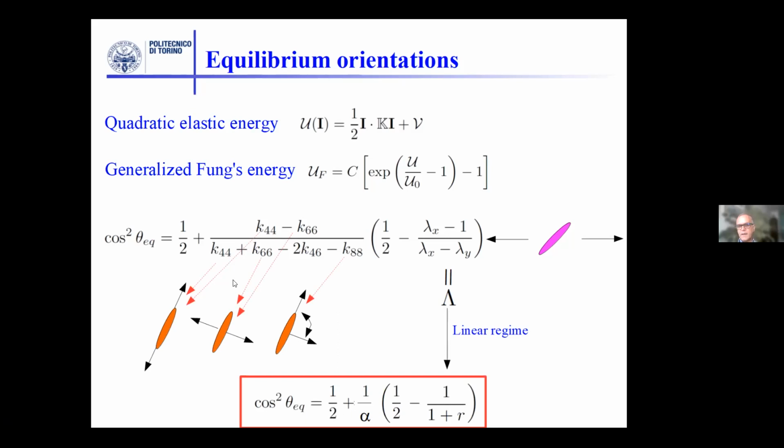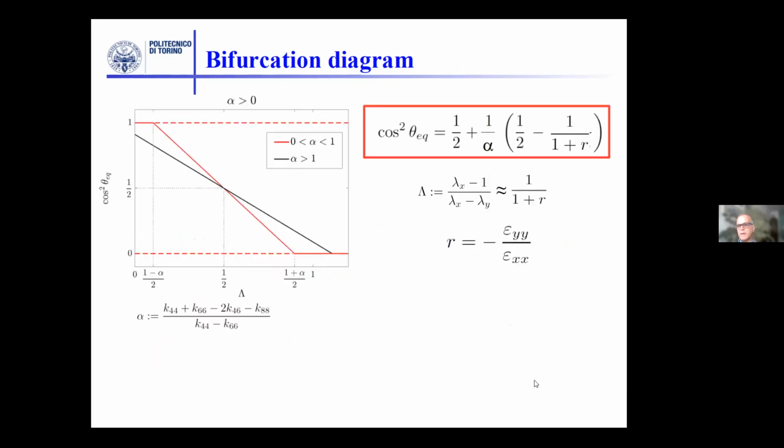This parameter lambda appears linearly, and in the small deformation case, in the linear regime, this lambda is 1 over 1 plus r. So trivially, cosine square is a linear function of 1 over 1 plus r. That's it. And so you have an explanation of why there is this linear dependence in the experiments by Lipton. And the bifurcation parameter is alpha. This alpha is here, this combination of mechanical parameters.